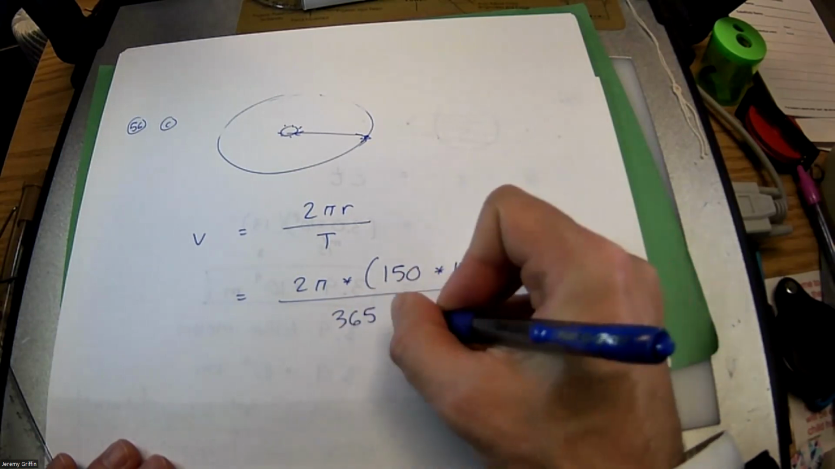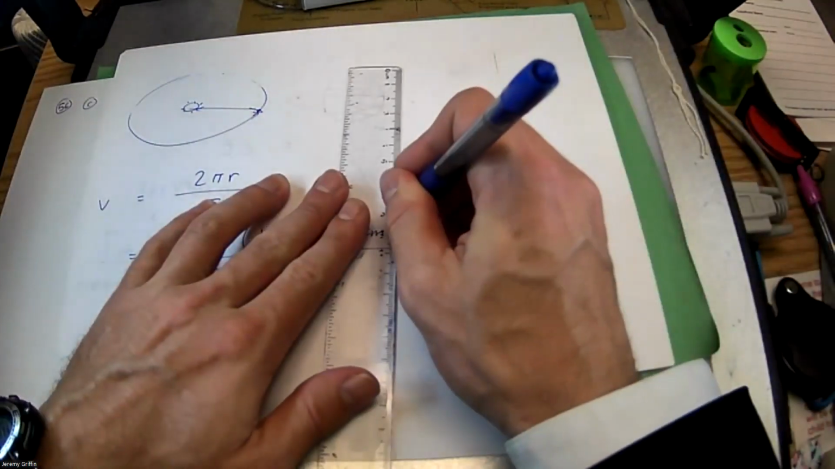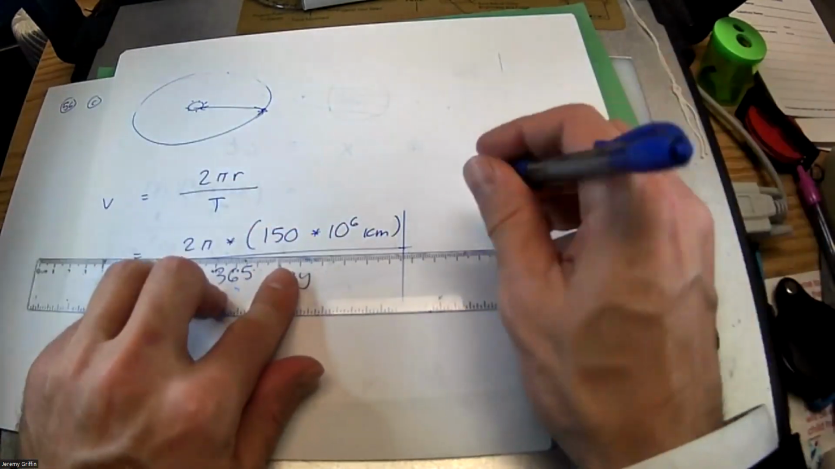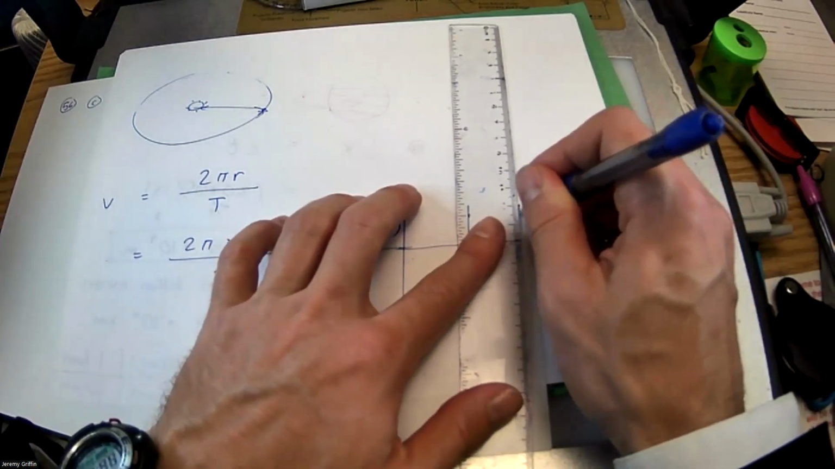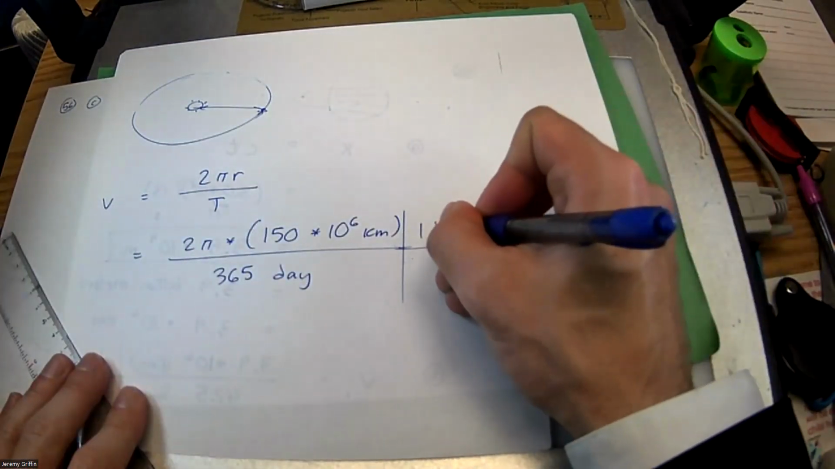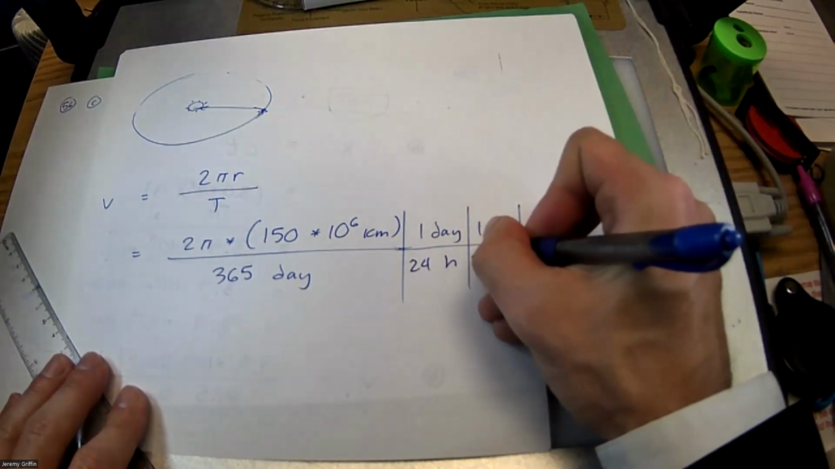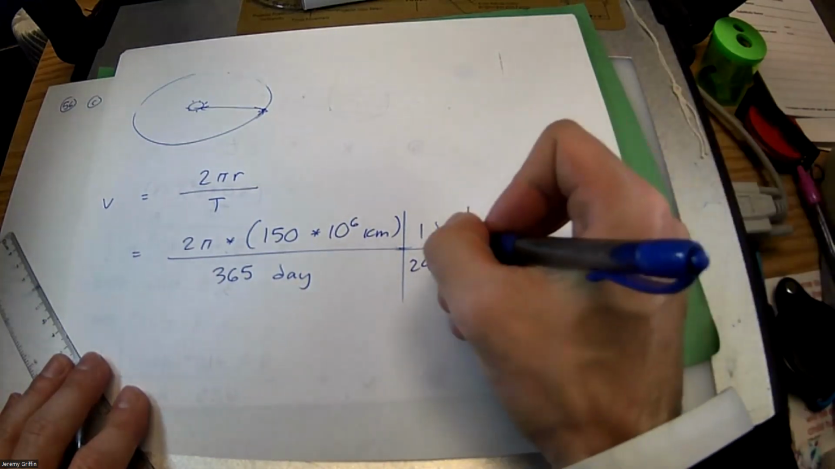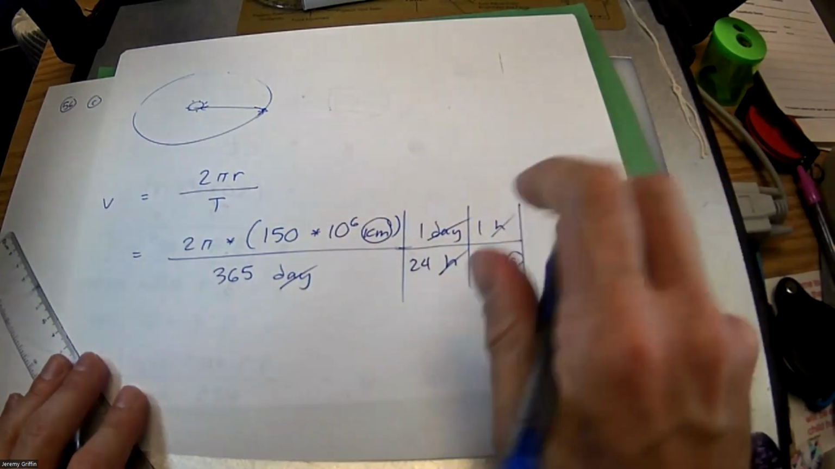365 days, or 365 and change if you like. But we need kilometers per second so we can compare these answers. So I'm going to add to the dimensional analysis table a bit here. I know that 1 day is 24 hours and 1 hour is 3,600 seconds. Hours, days. Now I got kilometers per second on the board.